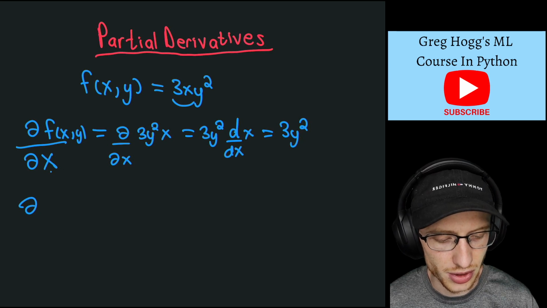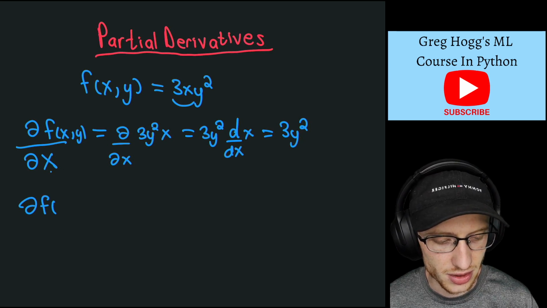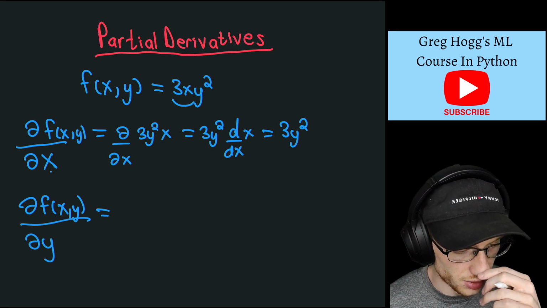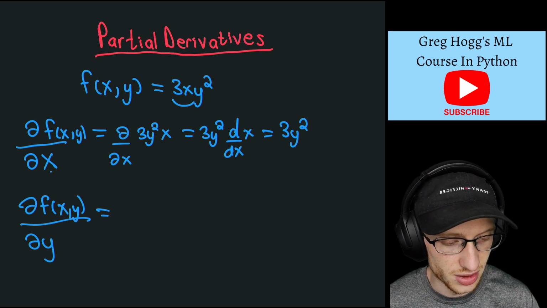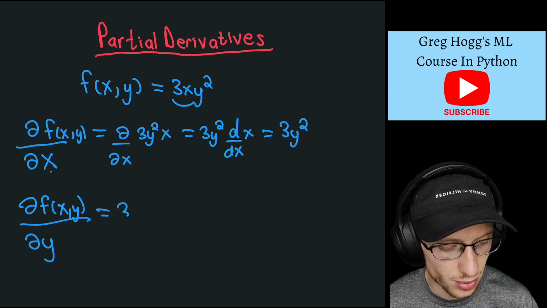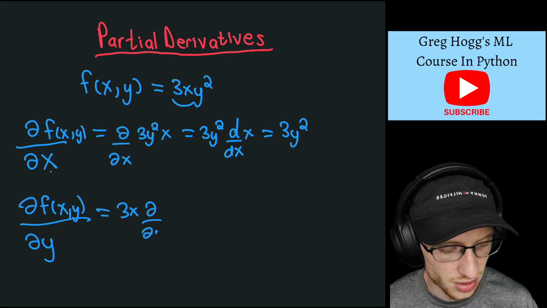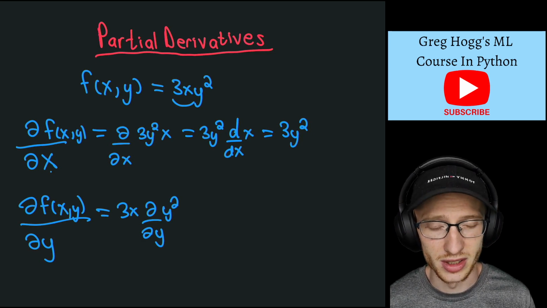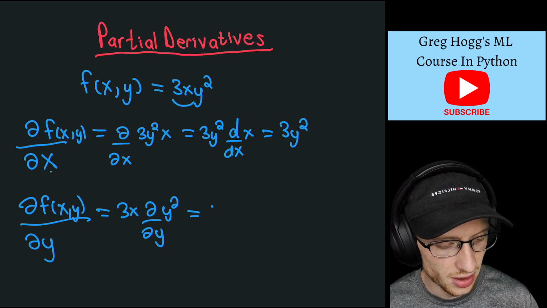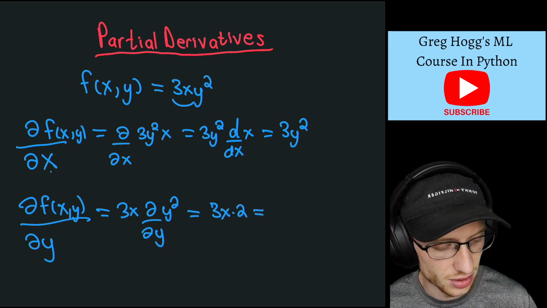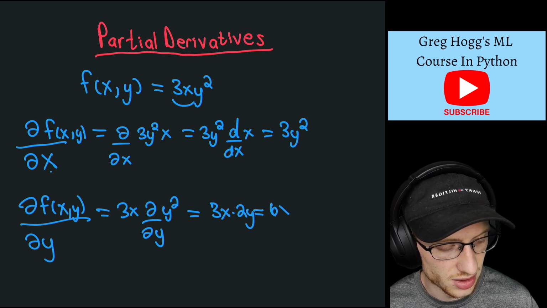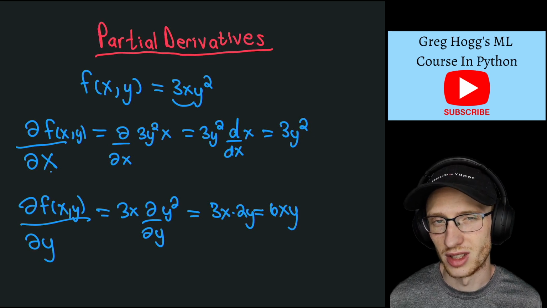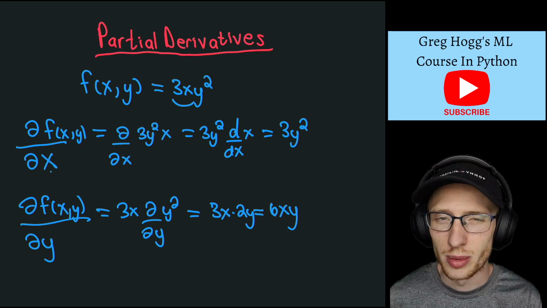Okay, so I could also do partial f of x, y with respect to y, so partial y. That is equal to, well, now x is a constant, so it's just 3x times partial by partial y of y squared. I could move that x out because it's a constant, and so this is quite simply 3x times 2y, which is equal to 6xy. You'll notice that it is a function of both x and y. That makes sense.